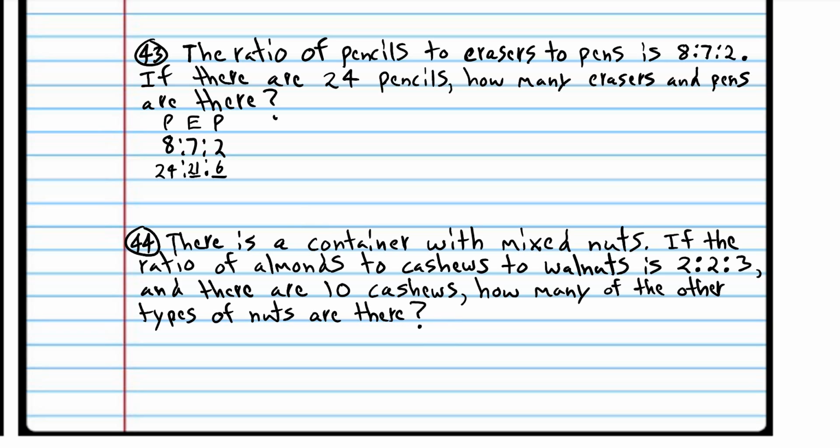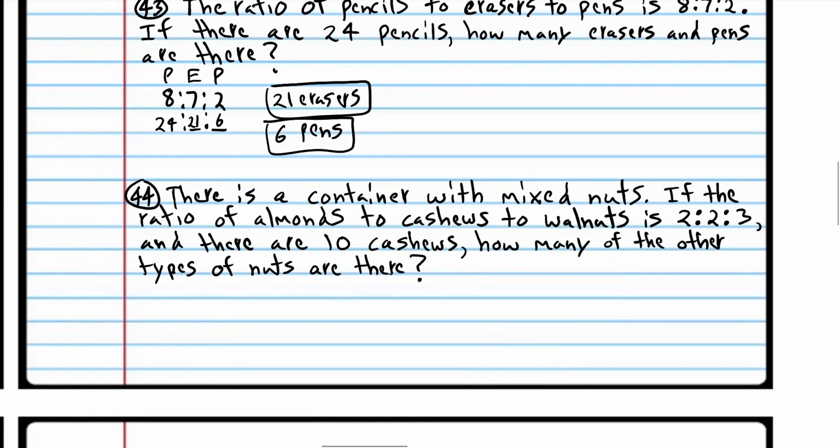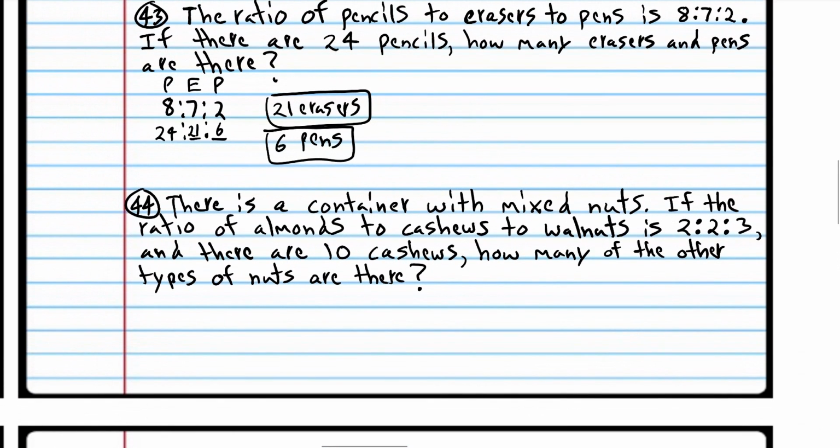And it says how many erasers and pens are there? So there are 21 erasers, and there are 6 pens. So if you got 21 erasers and 6 pens, good job. Why don't you try number 44, and when you come back, we'll do it together.